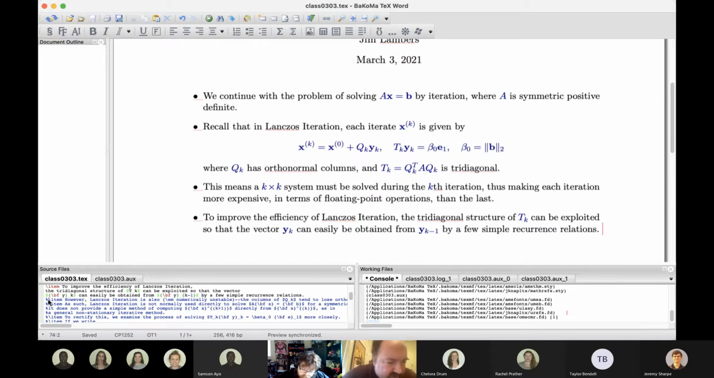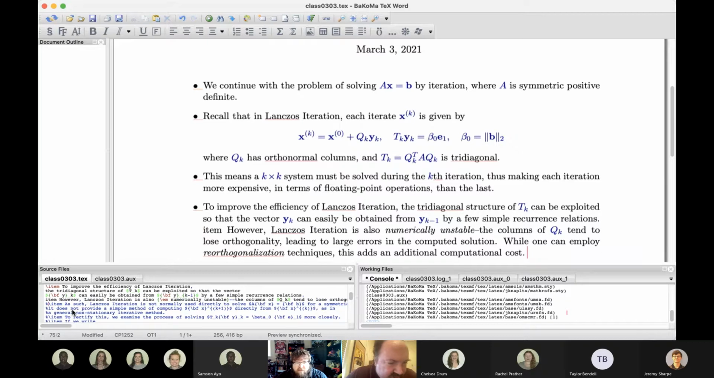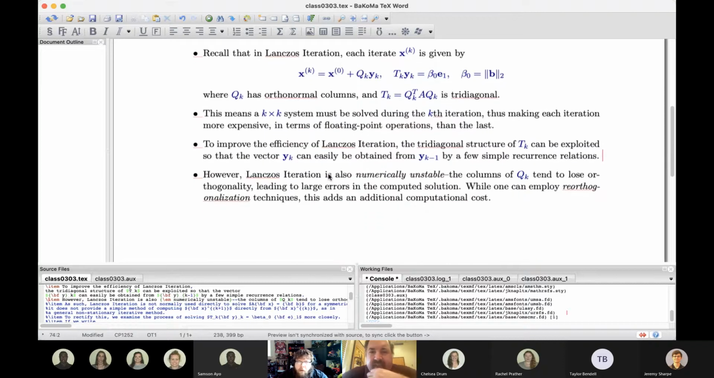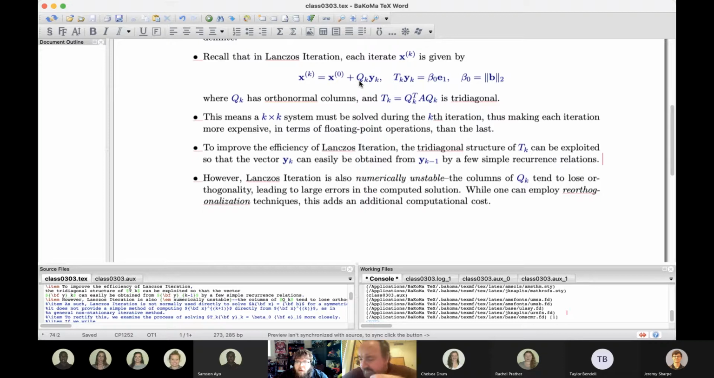All right. Because Lanczos is also numerically unstable. As I mentioned, the matrix Q_k has columns that are orthonormal, or theoretically they're supposed to be orthonormal. But everything is done with floating point arithmetic, which has some error in it. And what actually happens in practice is what's called loss of orthogonality.